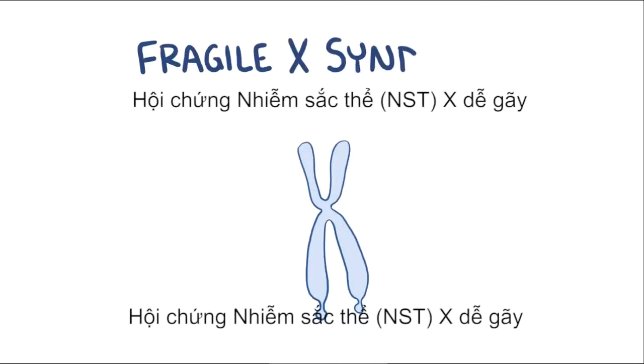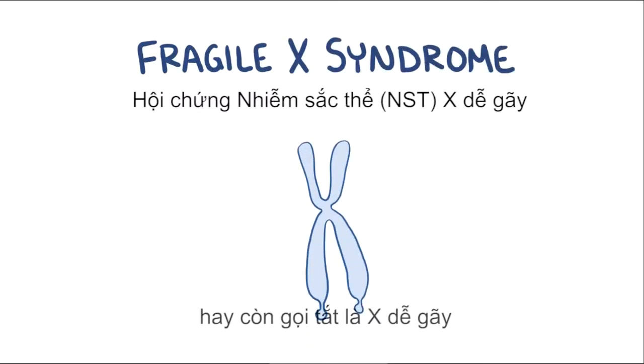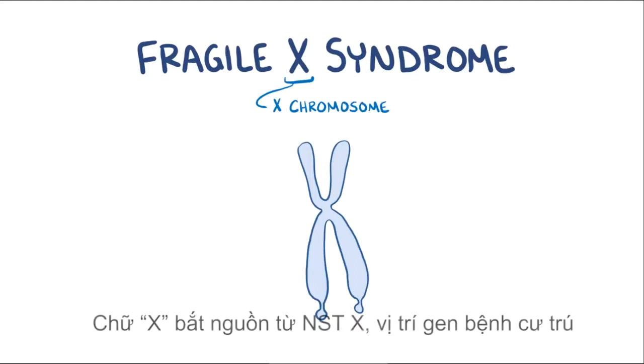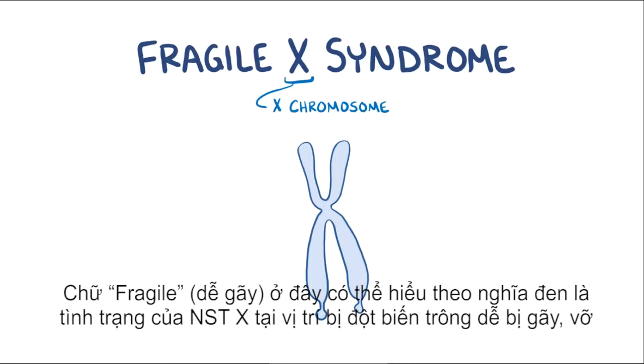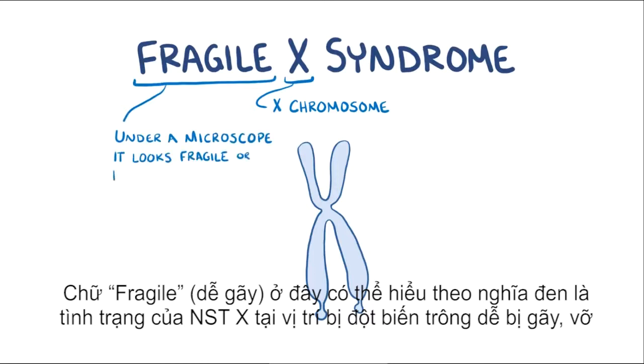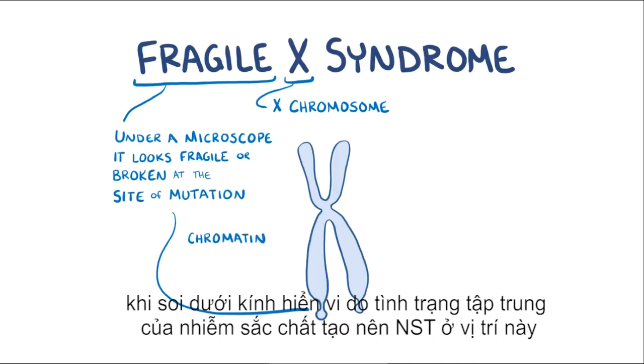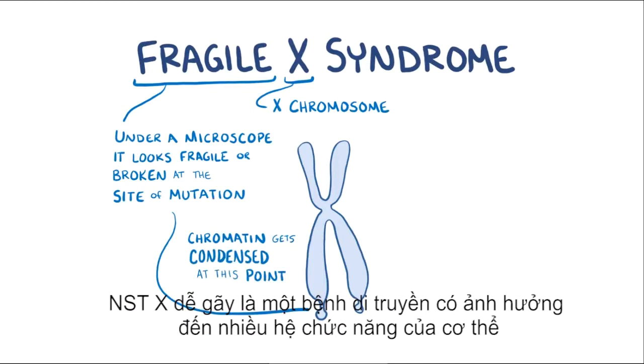With Fragile X syndrome, sometimes just called Fragile X, the X refers to the X chromosome, where the disease gene's located. The fragile refers to the fact that under a microscope, the X chromosome looks fragile or broken at the site of the mutation. That's because the chromatin which makes up the chromosome gets really condensed at that point. Fragile X is a genetic disease that affects various organ systems.